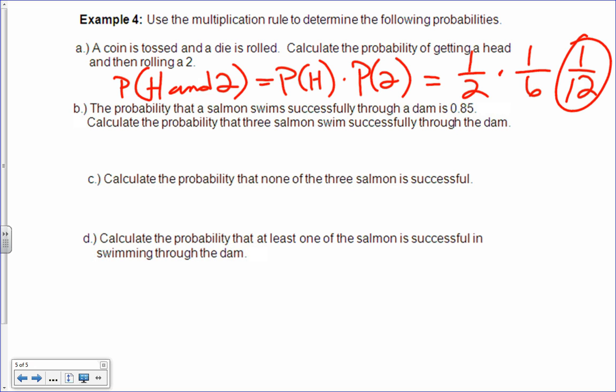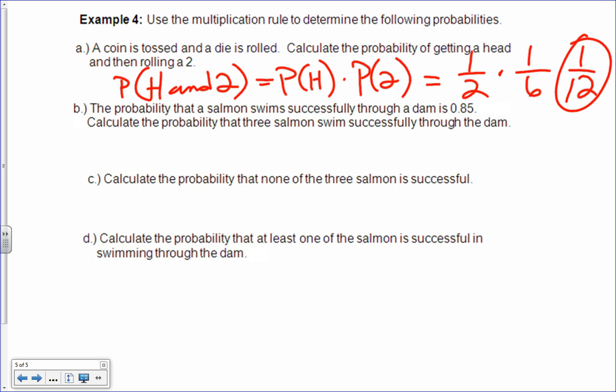Calculate the probability that 3 salmon swim successfully through the dam. So this is one of those lower ones, kind of like maybe the one we have here where they could possibly jump up to go upstream, right? So probability, basically, salmon 1 and salmon 2 and salmon 3 make it through, correctly?